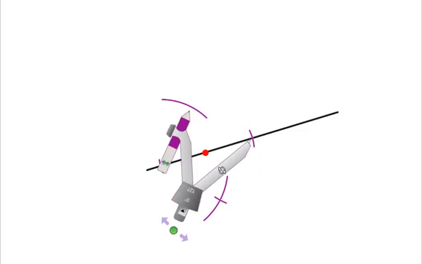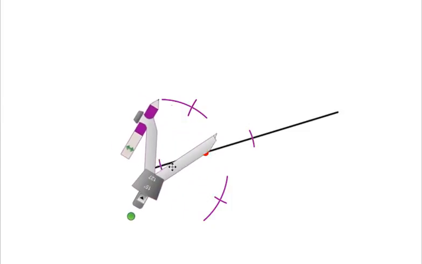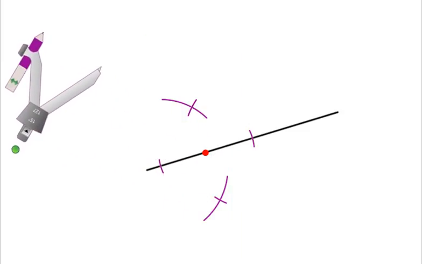And now, when we join these 3 points together, they should all join together. And it should be at a right angle to the original line. So there's my perpendicular line going through that red dot. And if you got your protractor out, you would measure that and hopefully it would be 90 degrees.